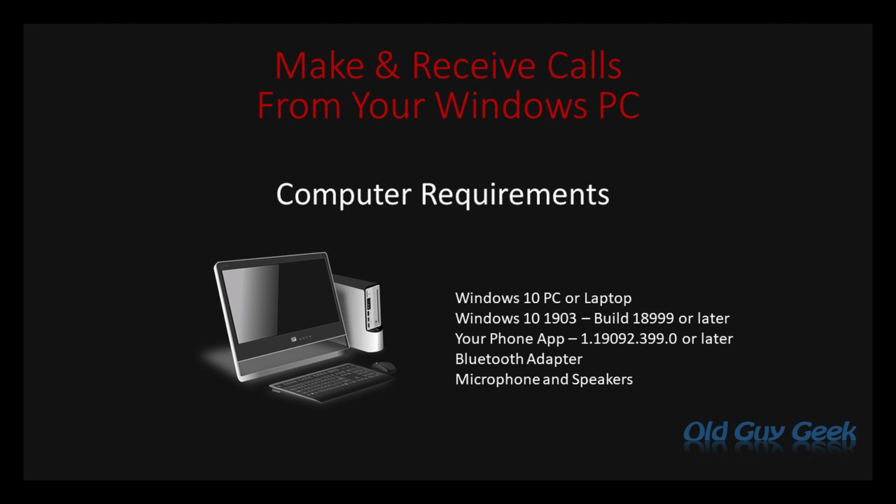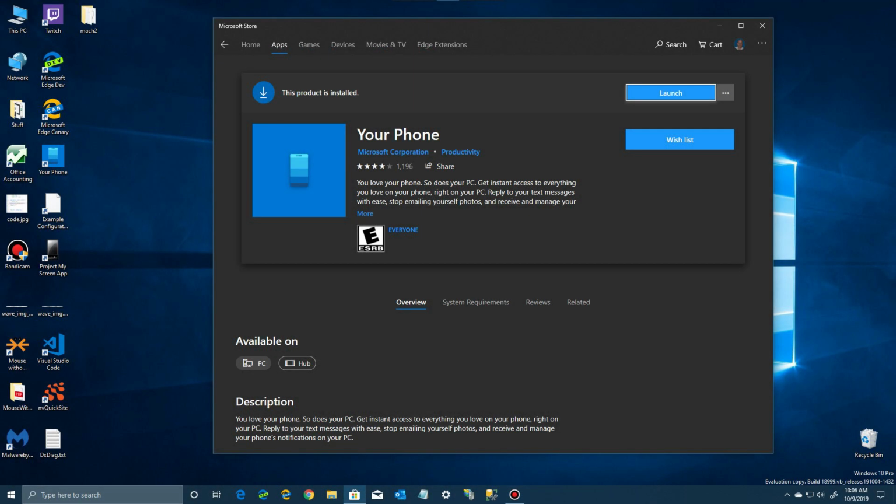And as far as a microphone, if you already have a video camera hooked up to your system, you're good to go. The good news is you have a little bit of time. The new version of Windows is not scheduled to be released until early November. So you have a little time left to get your Bluetooth adapter, to get it installed, install your phone app, and get your phone and your system working together for the currently installed features, so you'll be ready for this new one. So just go out to the store and search for your phone.